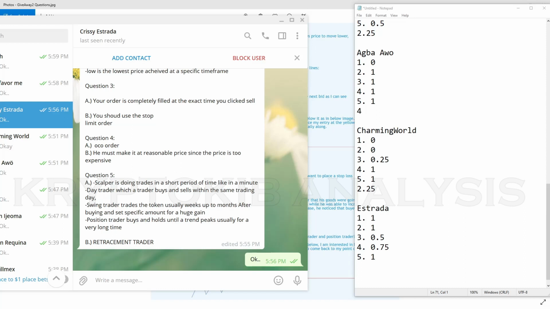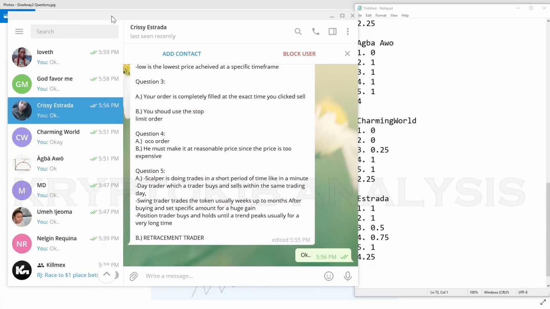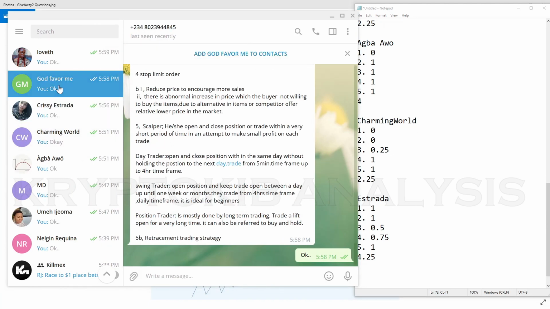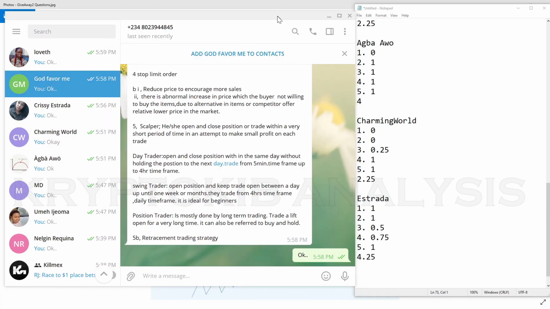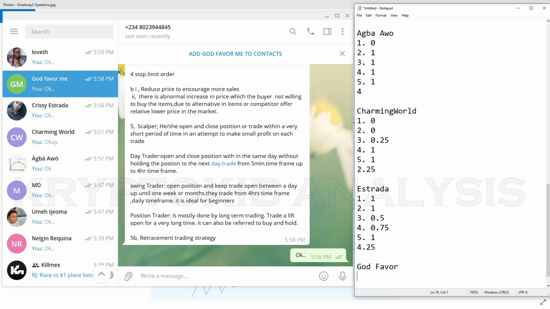Wait, let me do it again. 1 plus 1 plus 1 plus 0.5 plus 0.75 is 4.25. Wow, very nice. 4.25. God favor me. Amen. God favor. Well, I know how to spell favor correctly.